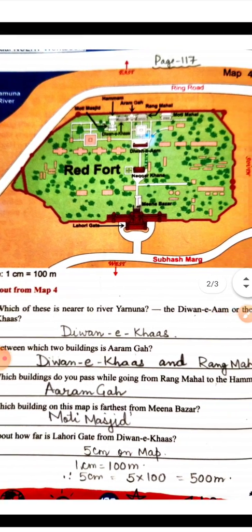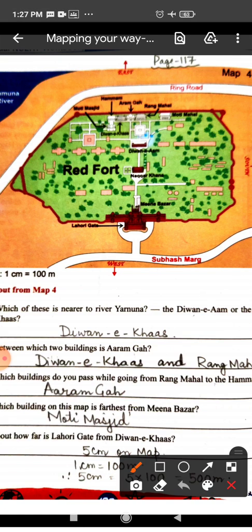Children, this is Diwane Aam and this is Diwane Khas and this is river Yamuna. Which distance is shorter? Obviously, from Diwane Khas, Yamuna river is nearer. So, the answer will be Diwane Khas.